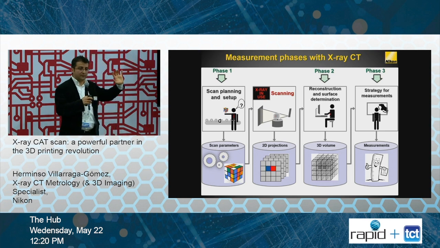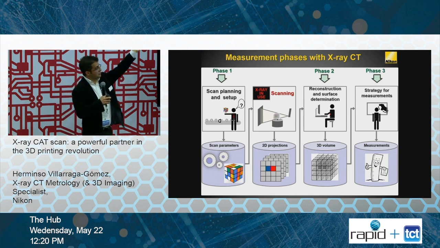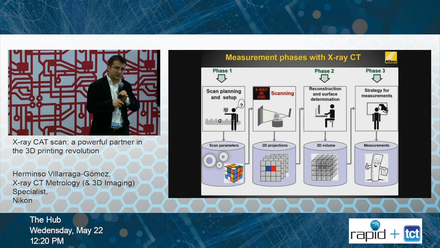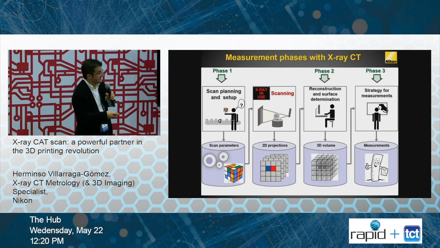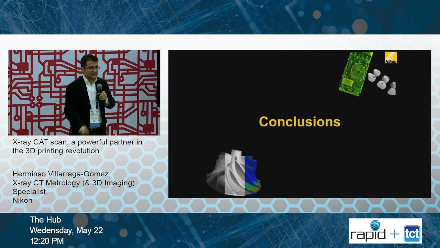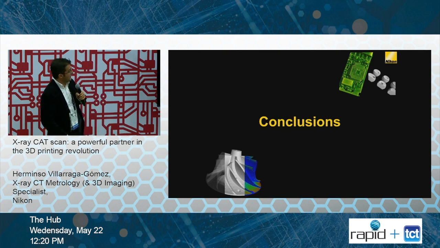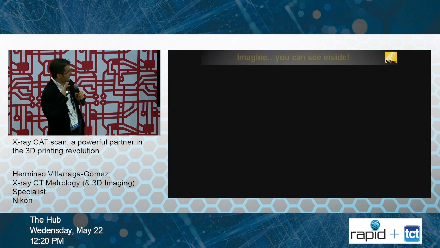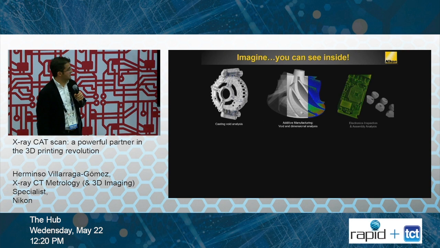But this technology can also be used for metrology, which means you can check tolerances. So you do a strategy of measurement very similar to a CMM, and then you give a report. So I think I have talked enough for today. I'm going to just give quick conclusions.